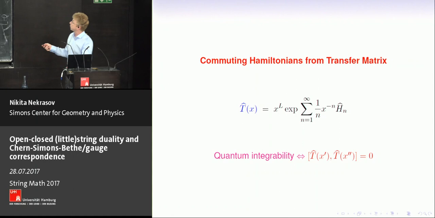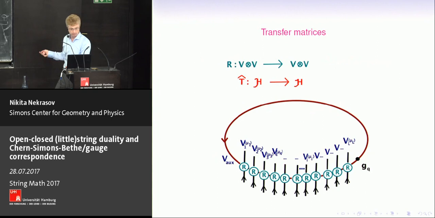And quantum integrability is equivalent to the statement that all Hamiltonians pairwise commute, which is equivalent to the statement that these operators commute at different values of the parameter x, sometimes called the spectral parameter. Now, it's a transfer matrix for the following reason, that you can actually build it.